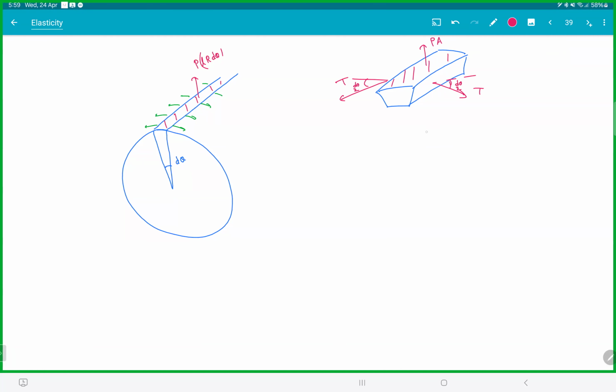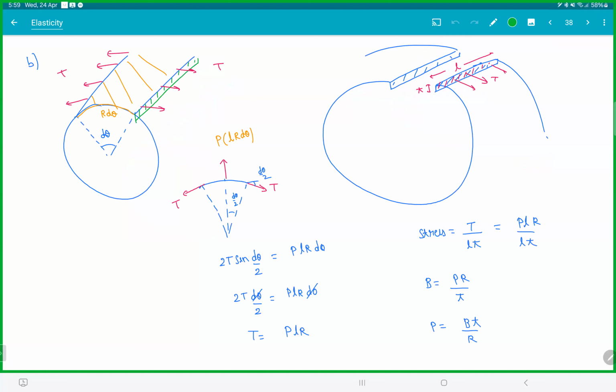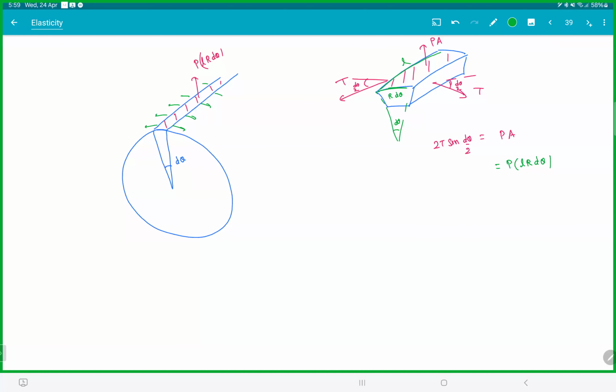2T sine d theta by 2. How many times did we do this thing? Why are you not clear about this part? 2T sine d theta by 2 is P A. So what is P into A? A is the area of that section. You're taking this angle as d theta, so this length is R d theta, and this length is L, the length of the cylinder. So what is that area? L R d theta. And then what is stress? Tension acting by area. It is acting on which area? It is acting on this side area.